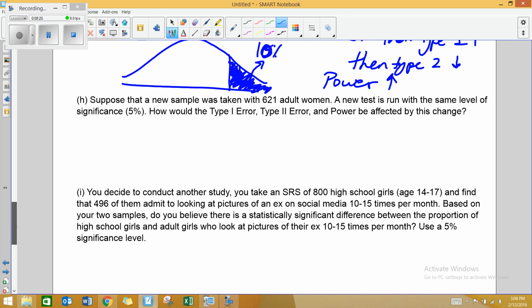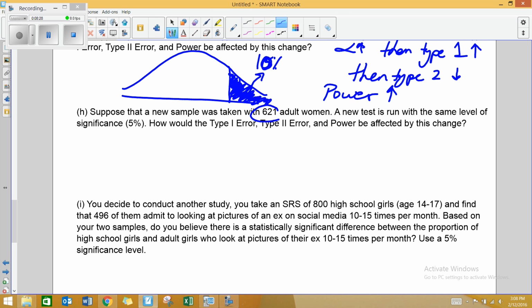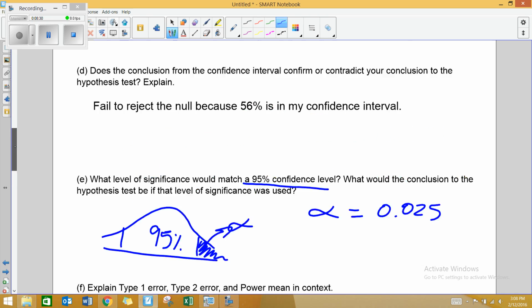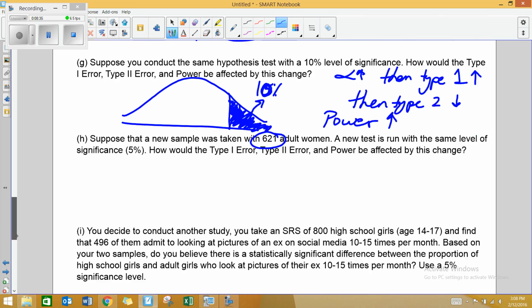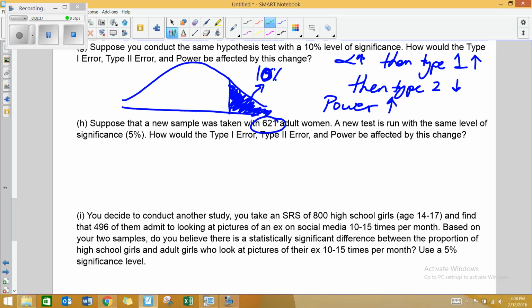Suppose the new sample was taken with 620 adult women. That means our n, which was 300, has gone up. So how does n increasing change all of these three things? When n goes up, in general in statistics, that is good for your findings. It provides you with a better idea of the true population. So if n goes up, then power goes up. I feel like that's the most intuitive one.